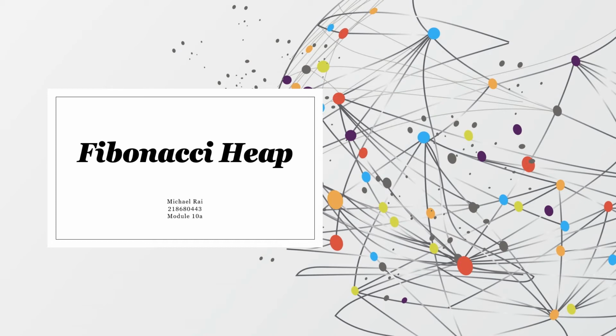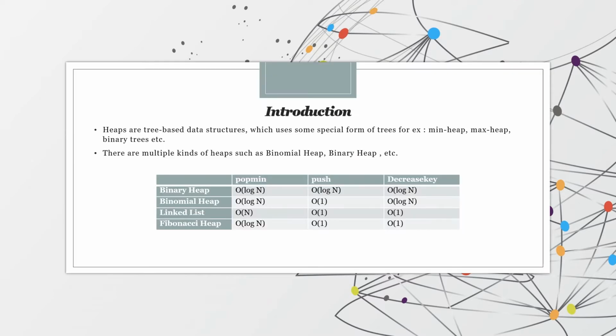Hello everyone, here in this module we will learn about a special kind of heap known as Fibonacci heaps. Heap is a special type of tree-based data structure in which trees have a special property. Generally, there are two types of heaps known as min heap and max heap. There are multiple other kinds of heaps too, such as binomial heap and binary heap.